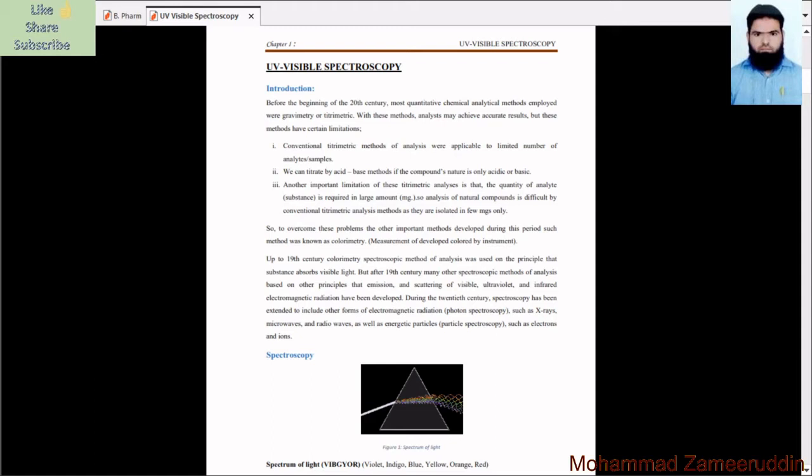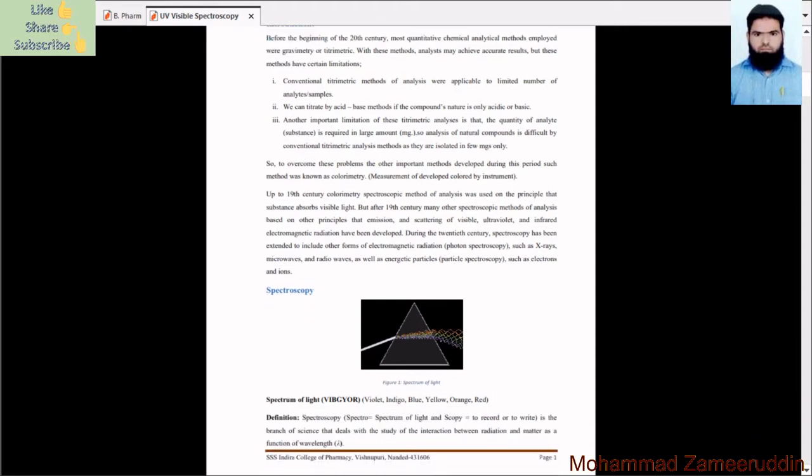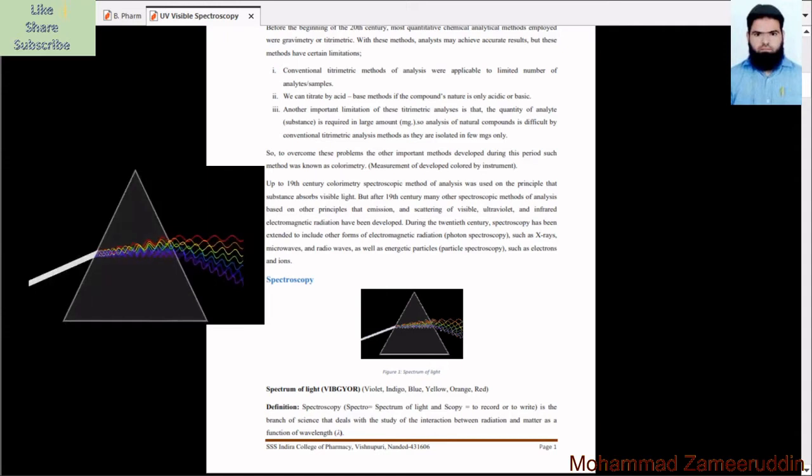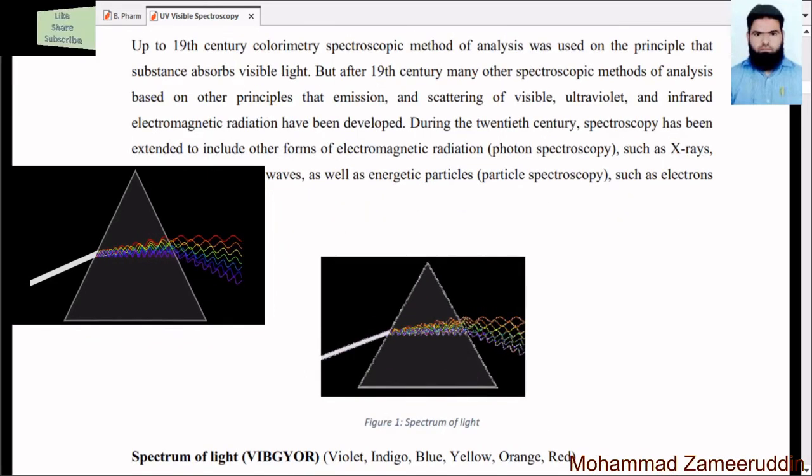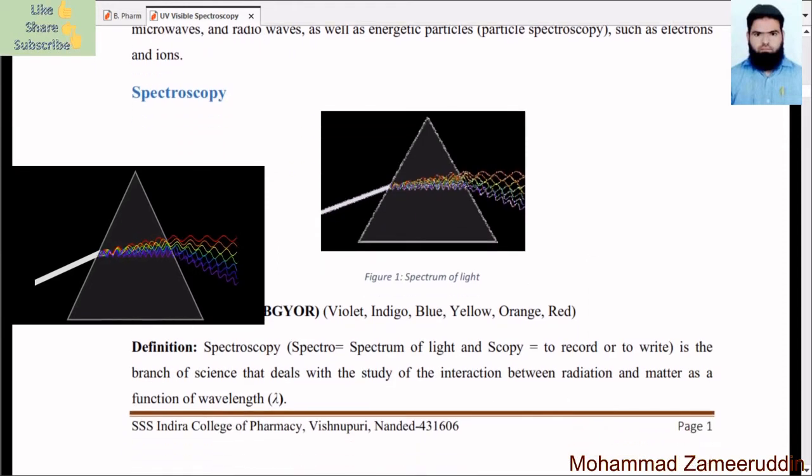Now this is the spectrum which I am showing here. When white light is allowed to pass through a prism, it will be split into different colors of radiation, which we call a spectrum. If you can see here, this is the white light that, after passing through the prism, splits into different colored light, ranging from violet to red. The first is the violet color, and the last region is the red color. So this is called the spectrum of light.